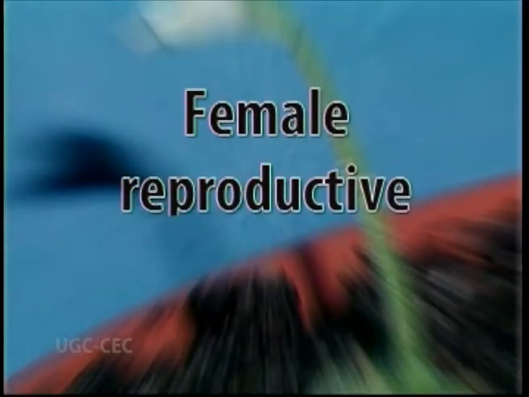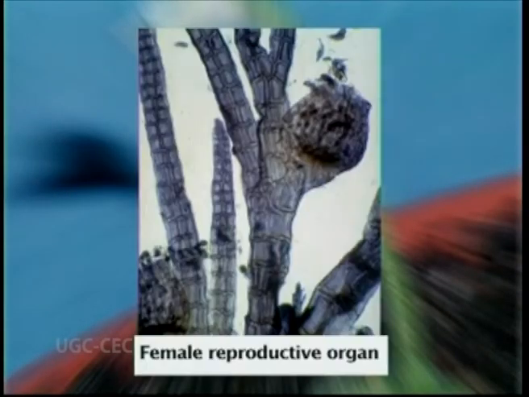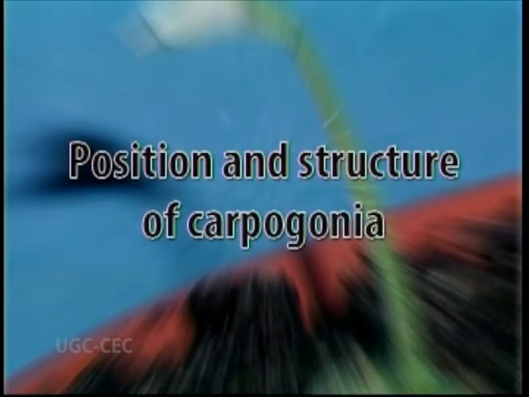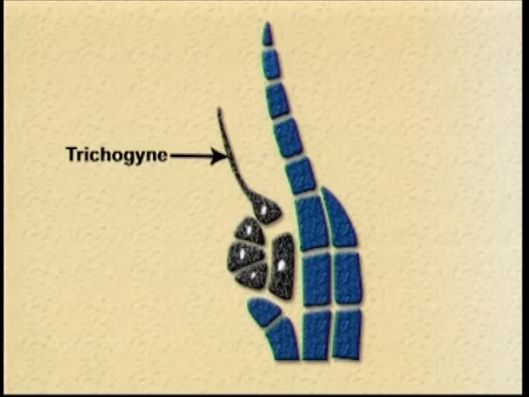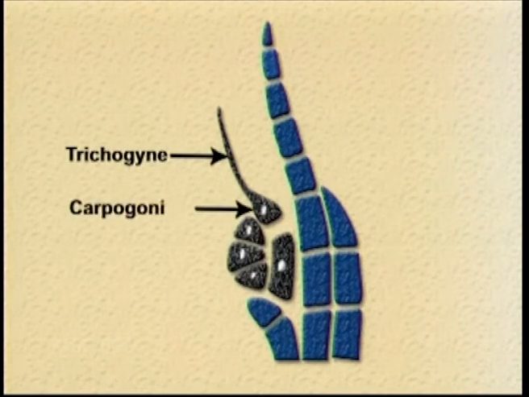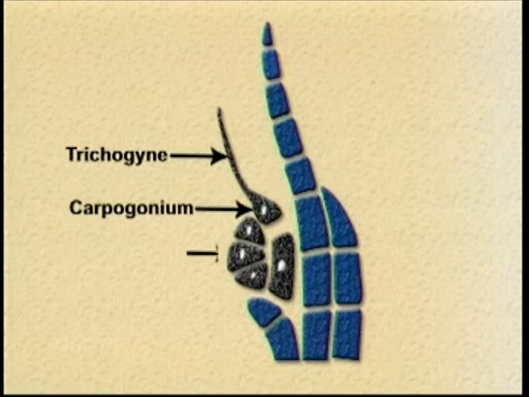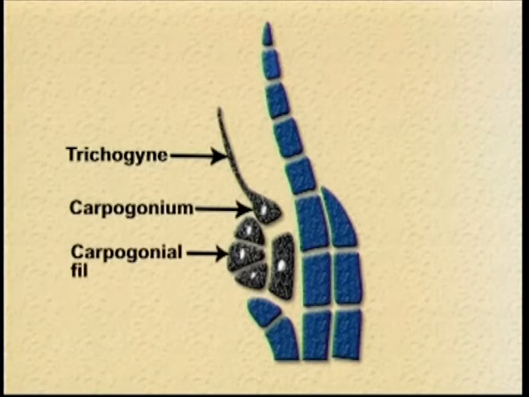Now, the female reproductive organs. The female reproductive organs are called carpogonia and are formed on a separate female plant. Position and structure of carpogonia. The carpogonium in Polysiphonia is a somewhat flask-shaped structure. It consists of a swollen basal portion which is prolonged into a tubular neck-like structure, the trichogyne.